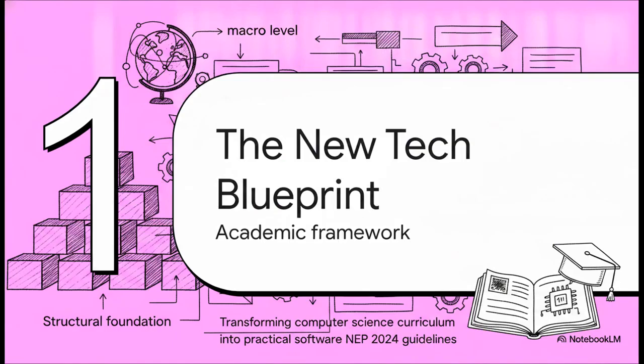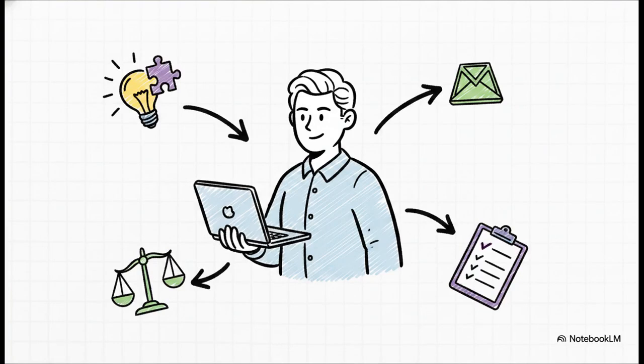Starting with Section 1, the new tech blueprint. Under the latest NEP 2024 guidelines, you'll see this curriculum is so much more than just syntax. It's this carefully designed framework meant to forge well-rounded tech professionals. Look at how, right alongside technical proficiency in core languages, there's this massive emphasis on analytical problem-solving and strict professional practices. And this matters, right? Because writing elegant code doesn't mean a thing if you lack professional standards or if you can't even figure out what problem you're supposed to be solving in the first place.